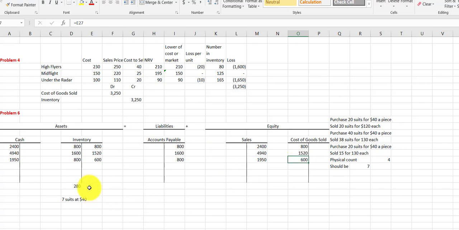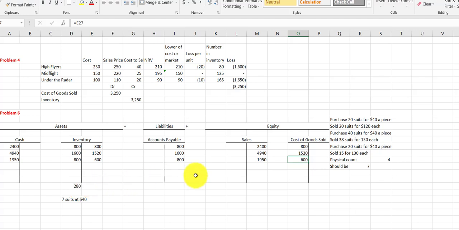So at that point, we have $280 in inventory. We have 7 suits at $40. That's what it means. Now, why didn't we have to make an assumption like LIFO, FIFO, or weighted average? Because all the suits cost exactly the same. So it wouldn't have mattered whether we use LIFO, FIFO, or weighted average in this case.